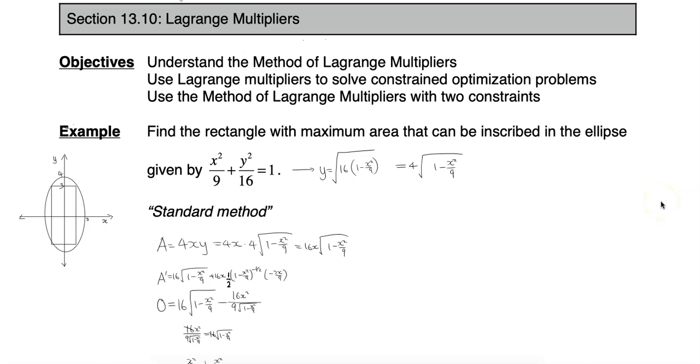Hello, welcome to section 13.10, Lagrange multipliers. This is the crowning achievement in our chapter 13. It is a way to find maxima and minima if you have a constraint. So it's going to correspond to finding, for example, maxima and minima on a boundary. It's not about the inside region.